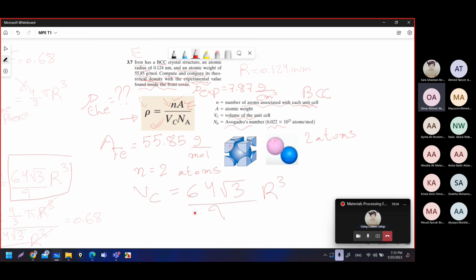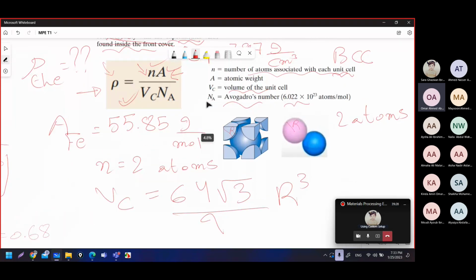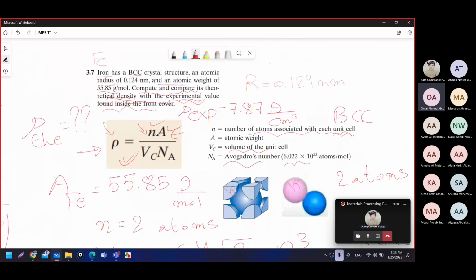They are both density, but the experimental one is given in the question as 7.87 gram per centimeter cubed. So it is per centimeter cubed. What is given in the question is that the radius is in nanometer. So I want to convert nanometer to centimeter in order to have the theoretical density in the unit of gram per centimeter cubed.